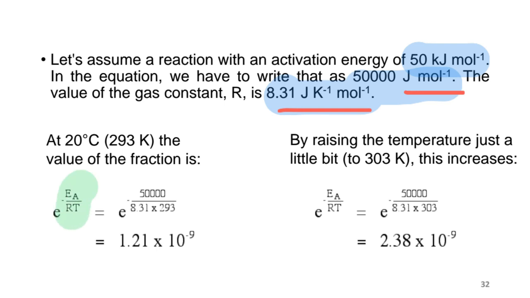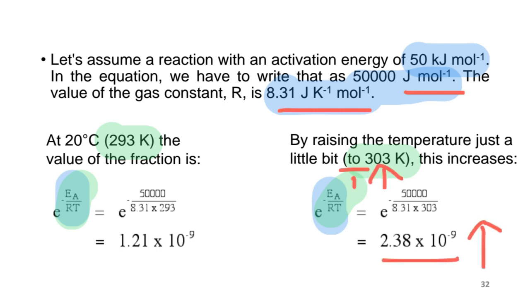The fraction at higher temperature is almost double compared to lower temperature. We can see that the fraction of the molecules able to react has almost doubled by increasing the temperature by 10 degrees Celsius. This causes the rate of reaction to almost double.